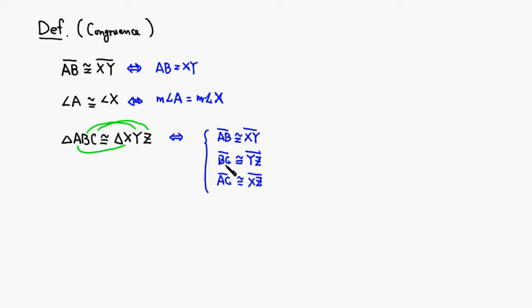And also we have to check all the corresponding angles. So angle A is congruent to angle X, angle B is congruent to angle Y, and angle C is congruent to angle Z. If that's the case, we can say two triangles are congruent.